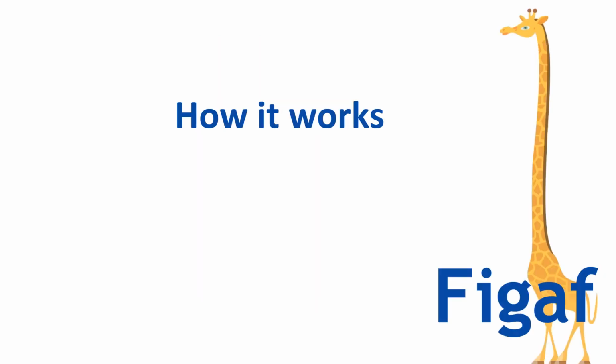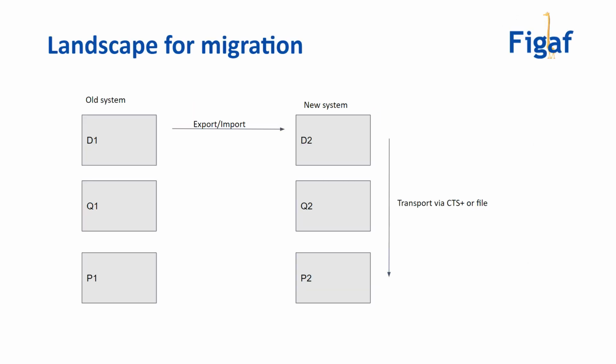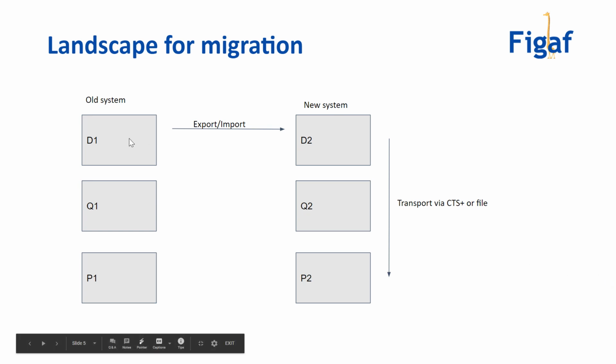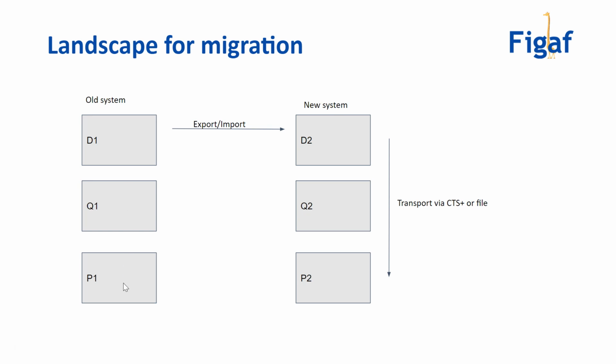So here's how it works. We have an old system like this. This is a 7.31 system. In our case, it's called C31 and P31. And then we have our new landscape on a 7.5 system that we want to migrate into. So in the Figaf tool, we have set up these three landscapes: the old system, the new system, and then a migration path where we want to do our migrations from.